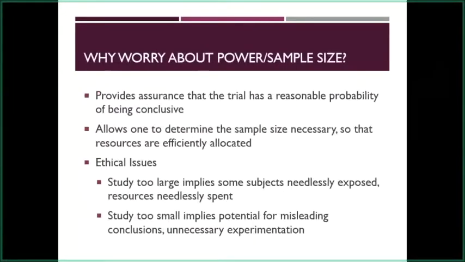So why do we worry about power and sample size? On the surface, we say that we worry about power and sample size because we want to provide assurance that we have a reasonable probability of answering our question, right? We don't want to collect data on 20 subjects and know up front that that is not enough and we're going to have a huge confidence interval and we're not really going to be able to say anything about the question that we're asking. In practice, we do this because it allows us to figure out exactly the sample size that we need so that we're not using too few and we're not using too many.